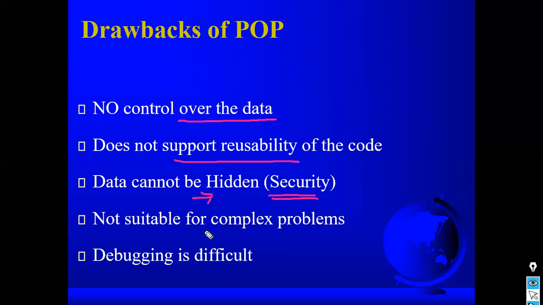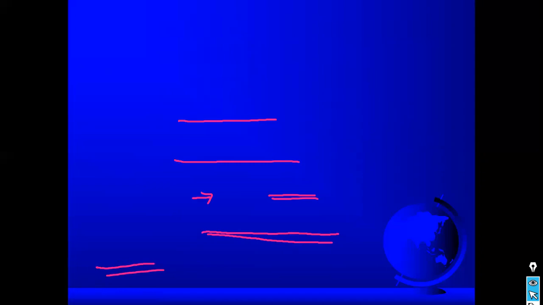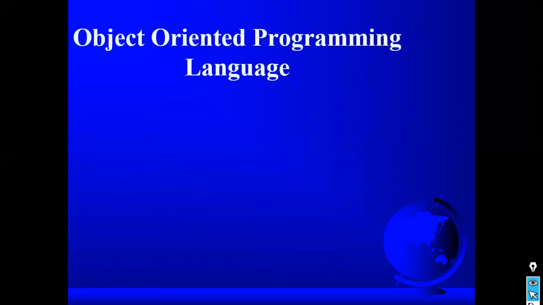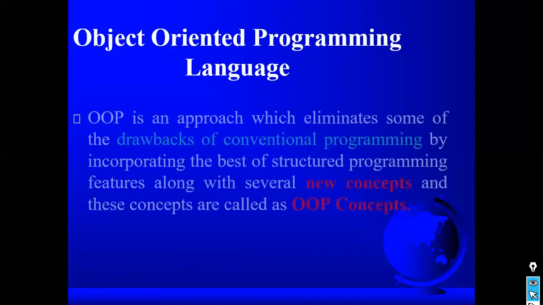The other drawback is that procedural-oriented programming languages are not suitable for complex problems. The more complex the problem is, the more difficult it is to handle, debug and write the code, because it consists of more functions. In order to overcome all the drawbacks of the procedural-oriented programming languages, object-oriented programming languages were implemented.